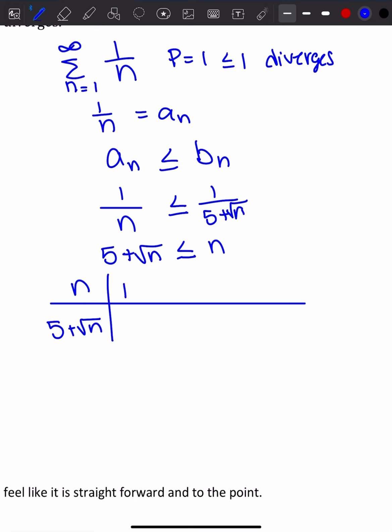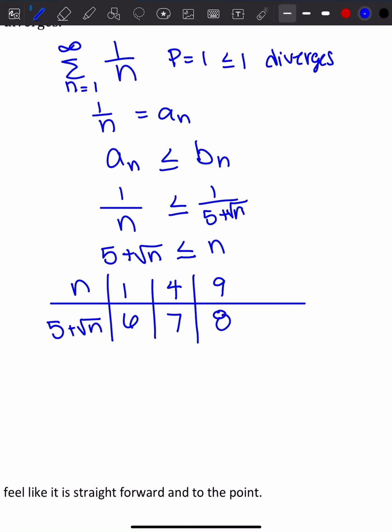So the first one I'm going to look at is 1. If I put 1 in for n, the square root of 1 is 1. We have 5 plus 1, so 6. So far, this is not going well for us, because that means it is bigger than n. Okay, we're going to try 4. The square root of 4 is 2. 2 plus 5 is 7. Okay, so we're still not in a great place for this, but we're going to try 9. The square root of 9 is 3. 3 plus 5 is 8.